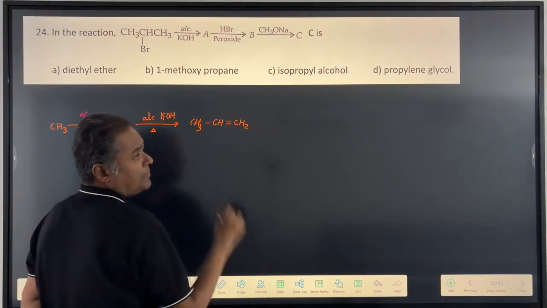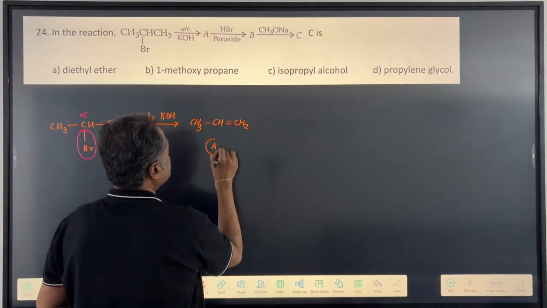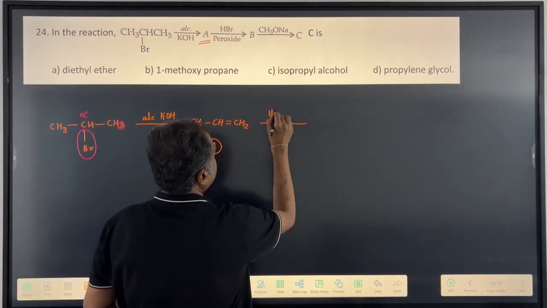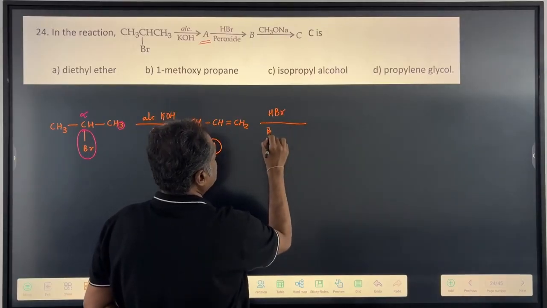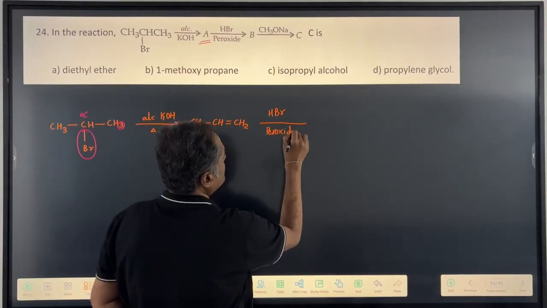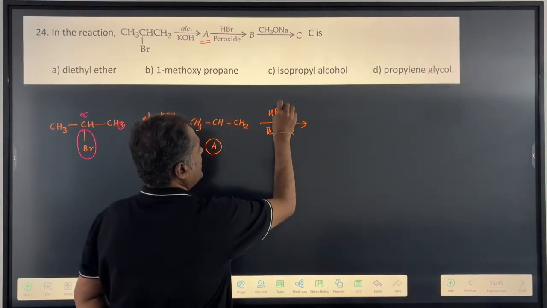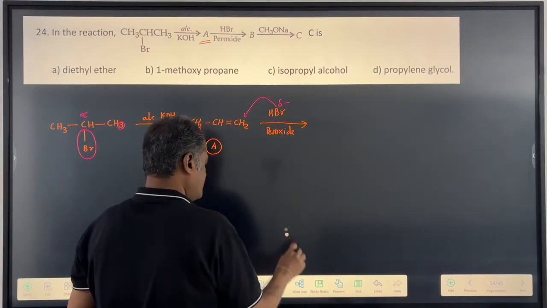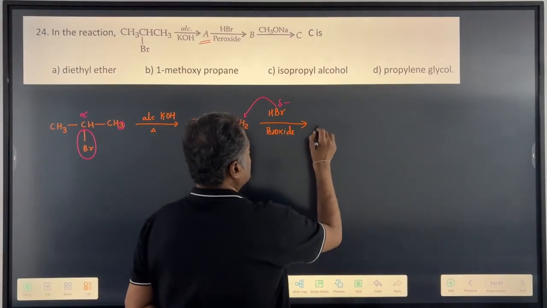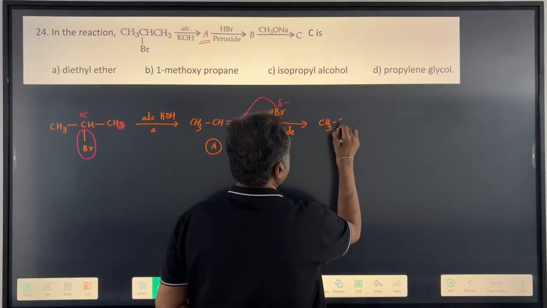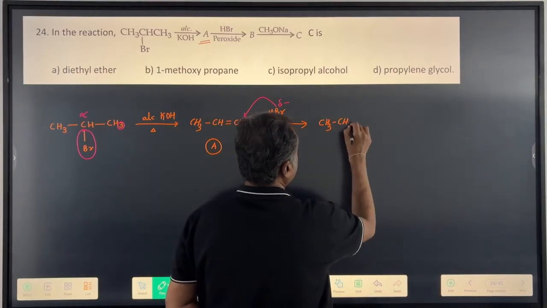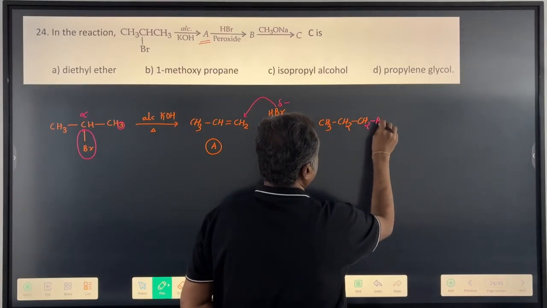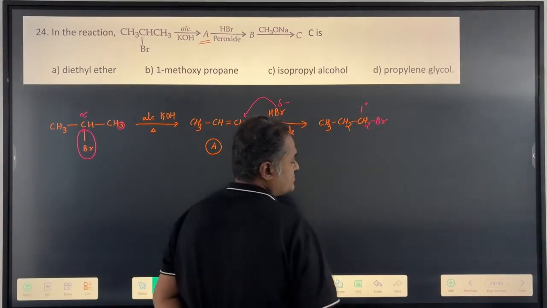Now, what is the next step? This is compound A, which is this one. Now, this on treatment with HBr with peroxide, it's an anti-Markovnikov rule, where your negative part will go and attack that carbon atom which contains more number of hydrogen. So, here the answer would be CH3, CH2, CH2 and Br. So, this becomes your primary halide.